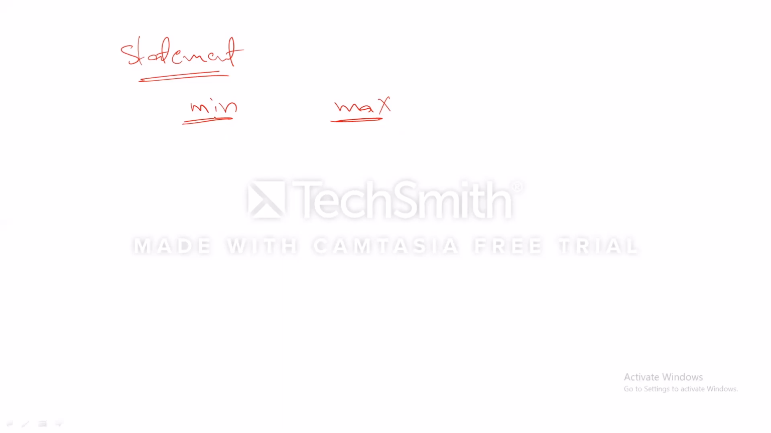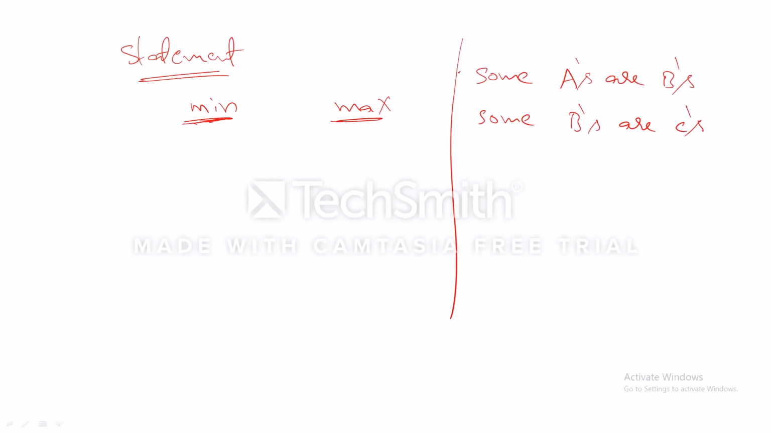Don't get confused. I will explain with one example. Some A's are B's. Next statement, some B's are C's. I will explain what is minimum and what is maximum by taking these two statements. These are the two statements given, and I will give you one more conclusion at the end of the Venn diagrams after drawing them. First, what is meant by minimum Venn diagram and maximum Venn diagram?